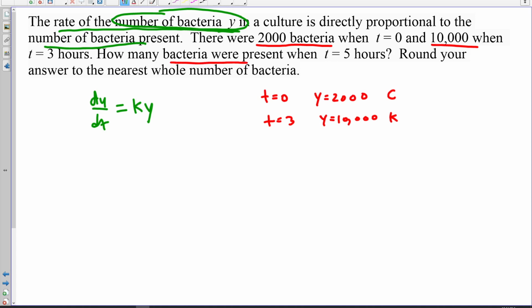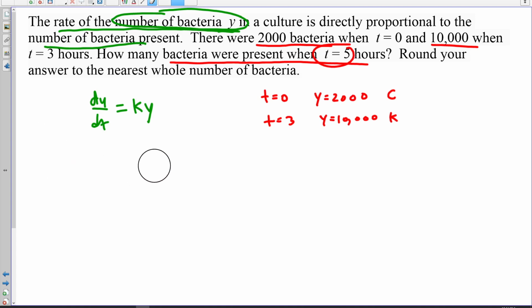The question is, how many bacteria were present when t equals 5? So they're really telling me to find an equation for Y as a function of t, and when I get that equation, plug in t equals 5 and tell me what Y is, and then round your answer to the nearest whole number. All right, so we've got a differential equation, and when they say we need to find the number of bacteria, we need to solve for Y. So we want to move from dy dt to Y, and so we're going to have to integrate.